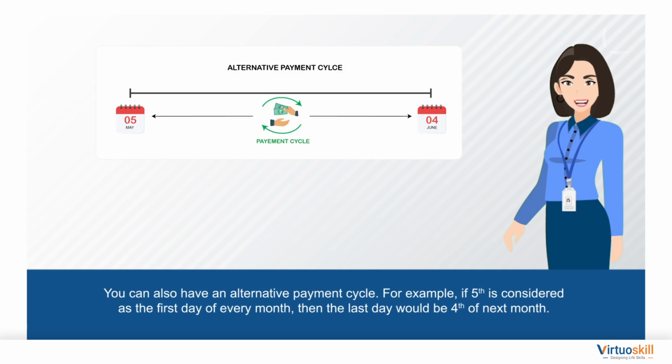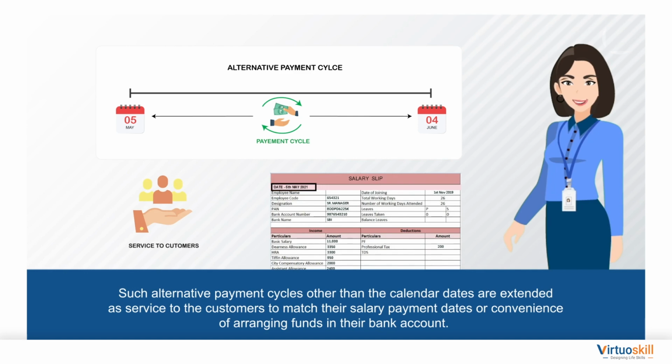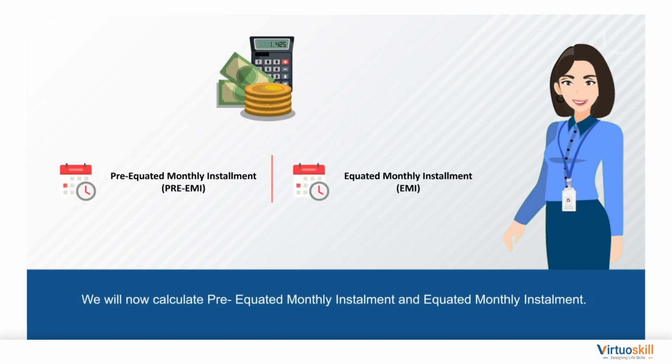For example, if 5th is considered as the first day of every month, then the last day would be 4th of next month. Such alternative payment cycles other than the calendar dates are extended as a service to the customers to match their salary payment dates or convenience of arranging funds in their bank account. We will now calculate pre-equated monthly installment and equated monthly installment.